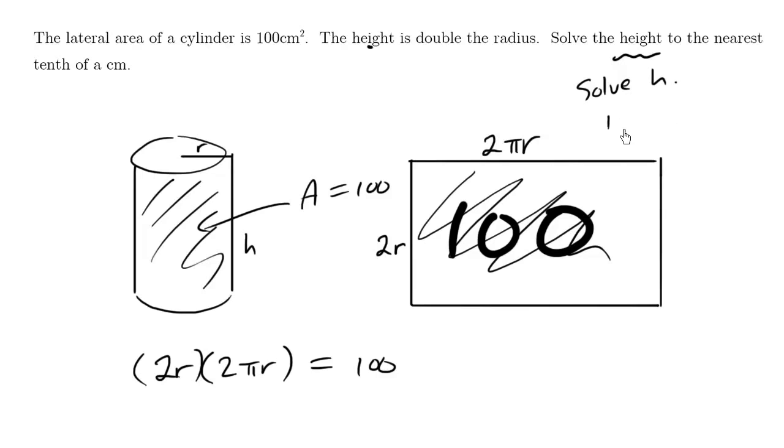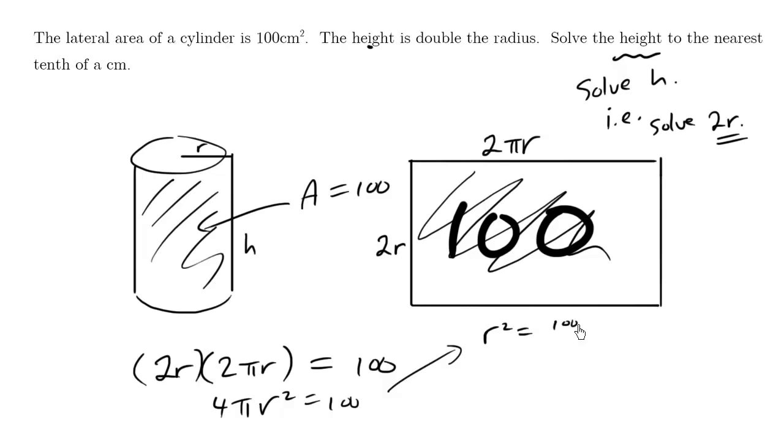So in other words, solve 2r. The common mistake here would be to simply solve r, which we're just about done, but please do not forget that. So algebraically, 2 times 2 is 4. We have 4 pi as a number. r times r is r squared equals 100. So I'm going to continue off here. I'm going to divide both sides by 4 pi. So r squared is equal to 100 over 4 pi.